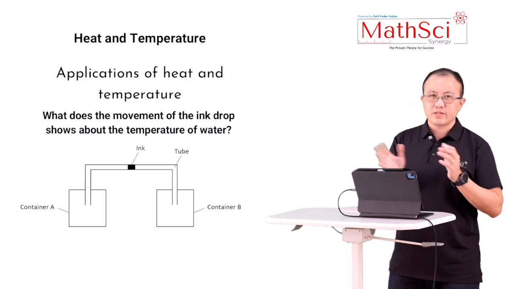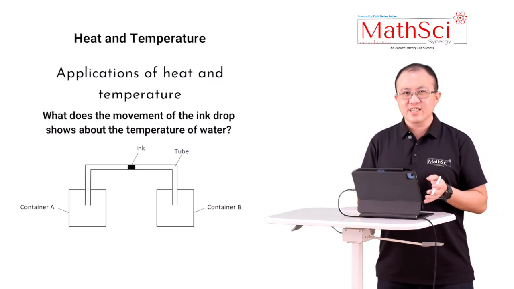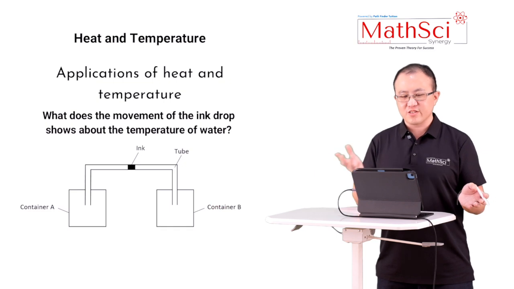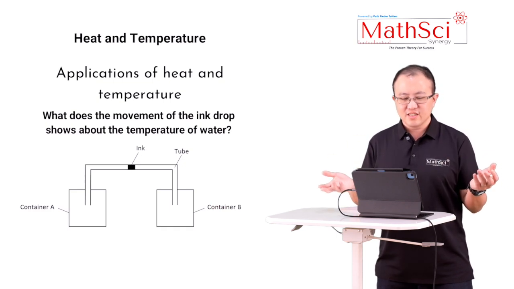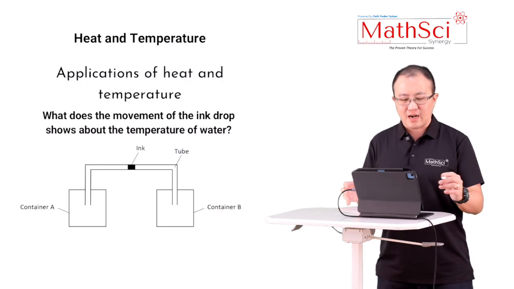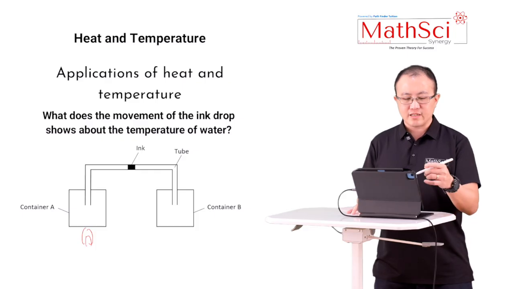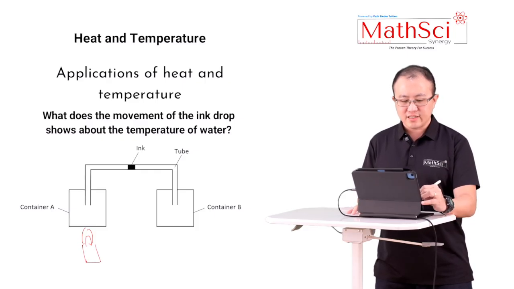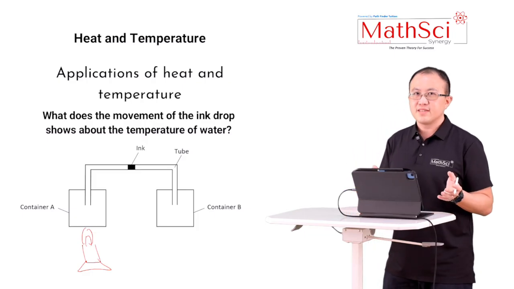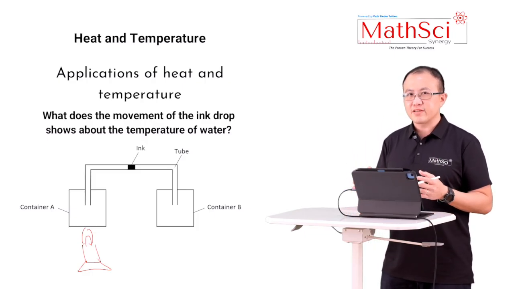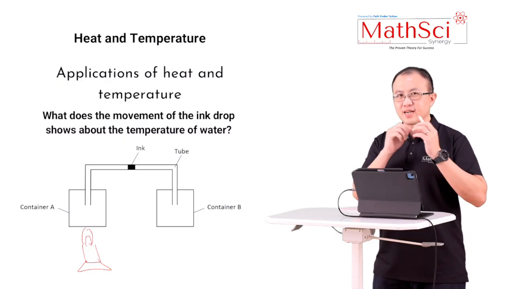And of course, coming to the next part, which you might have seen before as a science question: how come the ink droplet will move to the left or to the right? The question is, what am I doing to the container? Imagine if I were to heat container A, let's say with a Bunsen burner, then what will happen? Once again, think about the idea of expansion. Expansion means you become bigger.